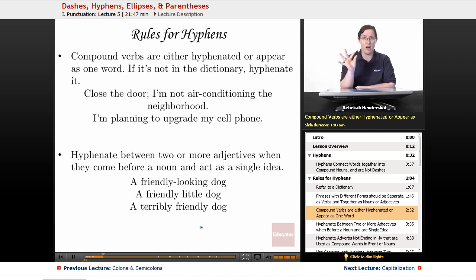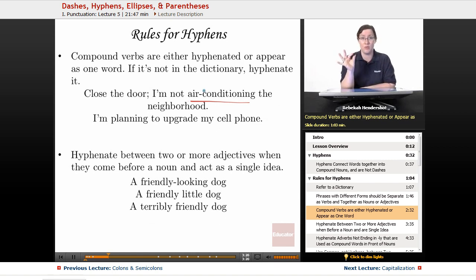I'm getting to it. Compound verbs, okay, verbs consisting of more than one word, are either hyphenated or appear as one word. You don't have a two-word compound verb. If it's not in the dictionary, hyphenate it. So, for example, close the door. I'm not air-conditioning the neighborhood. I'm talking about the device that cools your house. This is something my mother used to say all the time. I would leave the front door standing open, and she would say, close the door. I'm not paying to air-condition the neighborhood. Well, air condition can't be two words when you're using it as a verb. The only two-word verb phrases are helping verbs and main verbs, which are covered in the basic grammar course. So if you're just turning two words into a verb, you hyphenate it.